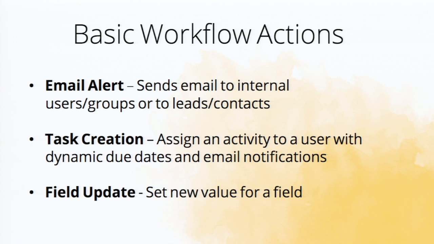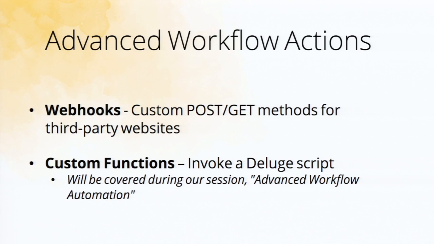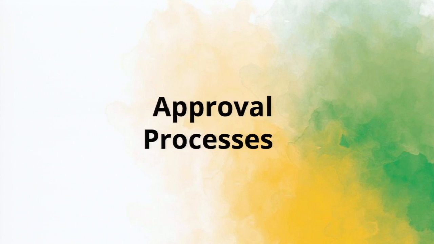So just to recap here, we went over how exactly a workflow is going to be triggered. So if a new lead comes in, if it's updated to a specific status, or if it's deleted or anything, you can trigger these things to happen: emails, tasks, and field updates. And then again, also webhooks and custom functions, which we're going to be going over in our advanced workflow automation. The last type of automation that we have in the CRM is an approval process.